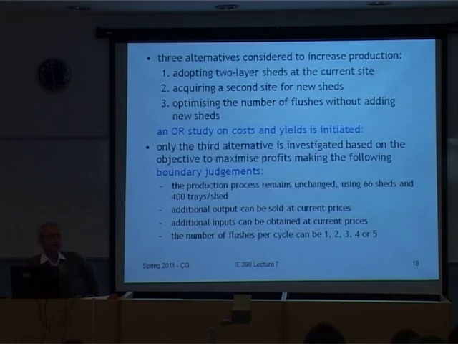And our decision variable is going to be the number of flushes. We shall change the number of flushes and see whether any additional production will be possible through this. And again, another assumption is that this number can be anything between 1 and 5. We do not consider 6, 7, etc. This is, again, another boundary judgment that we make.